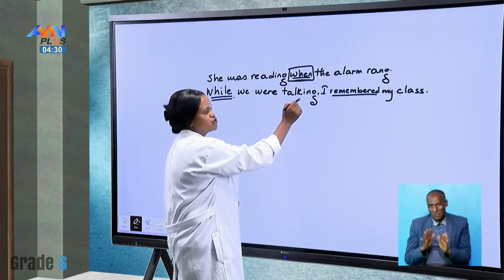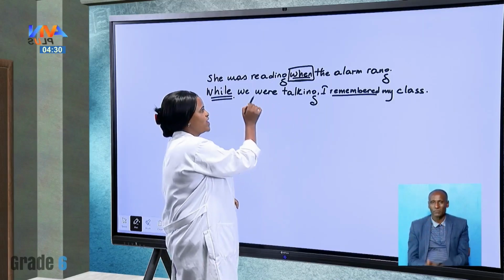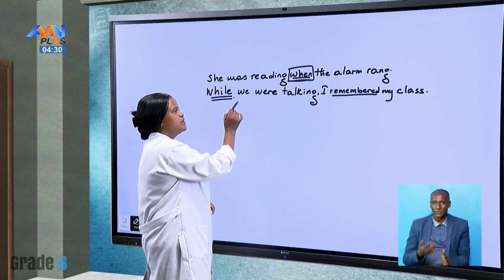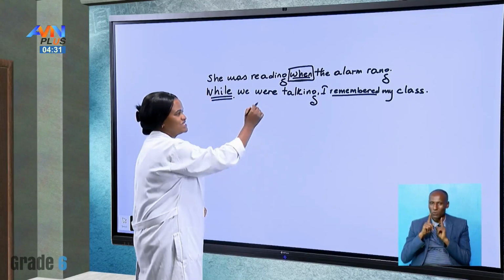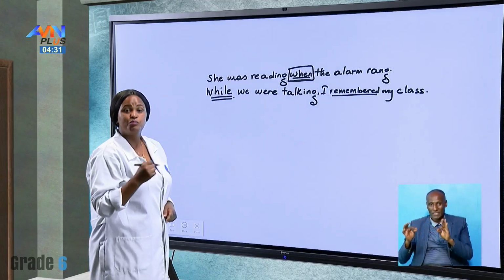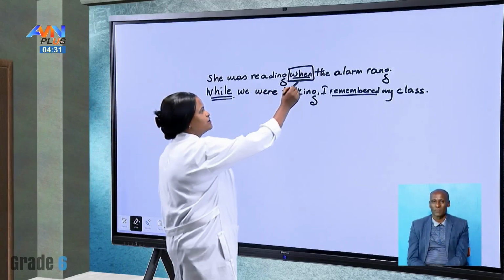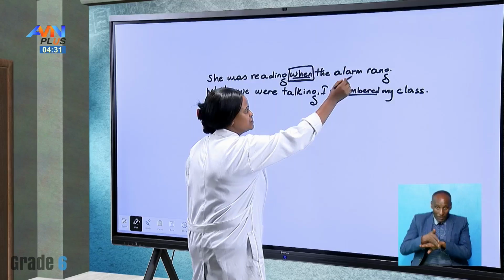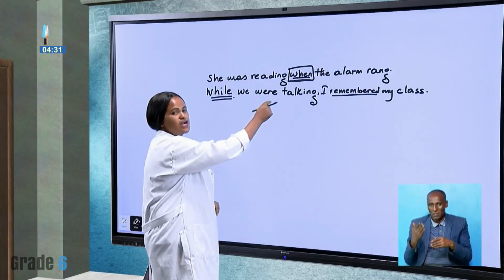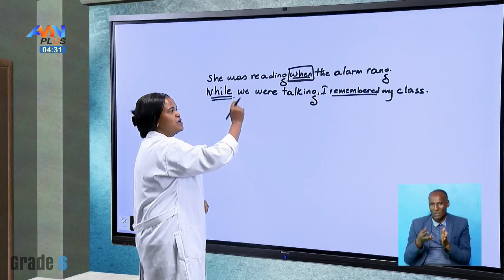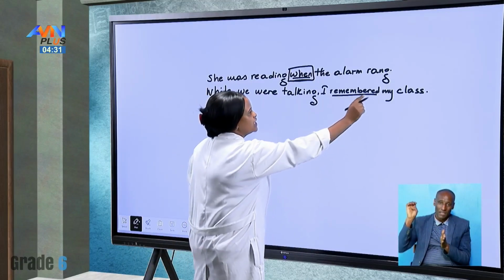While we were talking, look, we were talking. After while, we have what? We were talking. Okay. What is this sentence? Past continuous. Good. So, after when, what comes next is the simple past, and after while, what we use is the long action, okay? Which is what? Past continuous. While we were talking, I remembered.